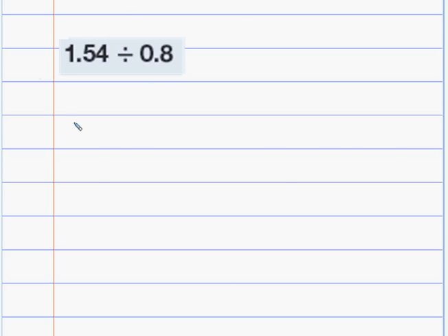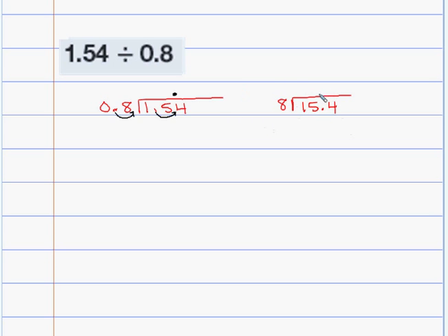Okay, one other problem for you. I have 1 and 54 hundredths divided by 8 tenths. Again, I need to put my dividend under the box and my divisor outside of the box. And we will move the decimal because our divisor is a decimal number. I need to multiply this by 10 and multiply the dividend by 10, and then our decimal goes right there. Again, if you want to rewrite this, you would have 8 goes into 15 and 4 tenths.